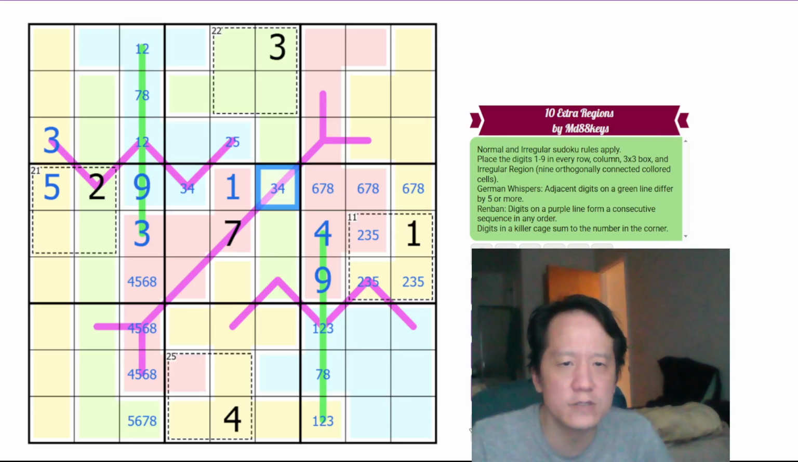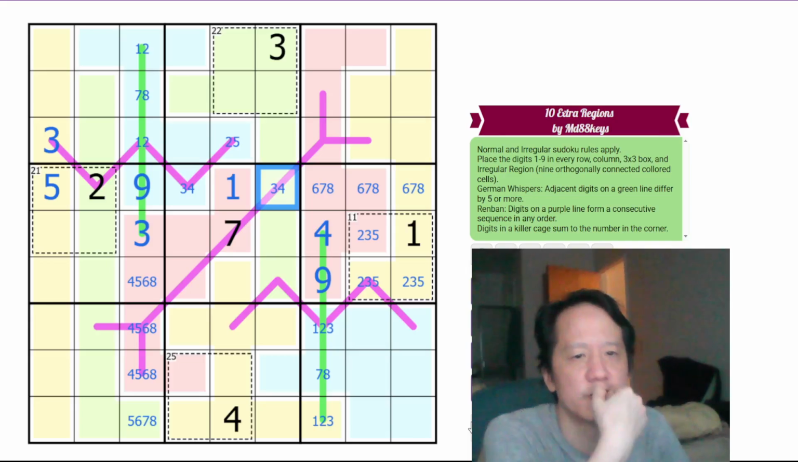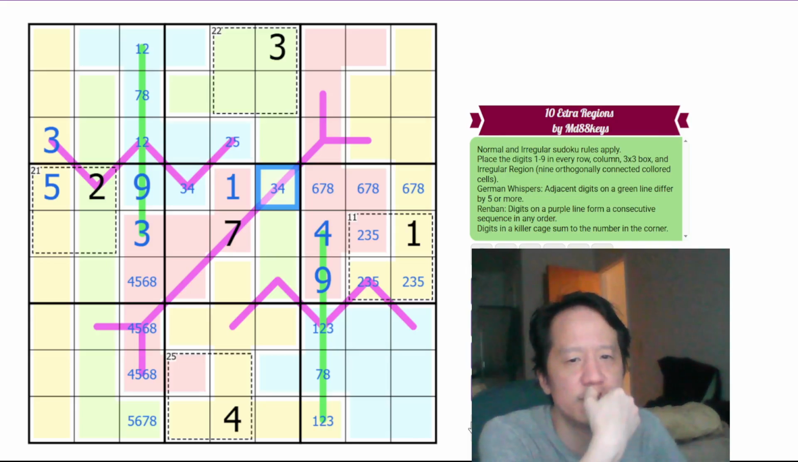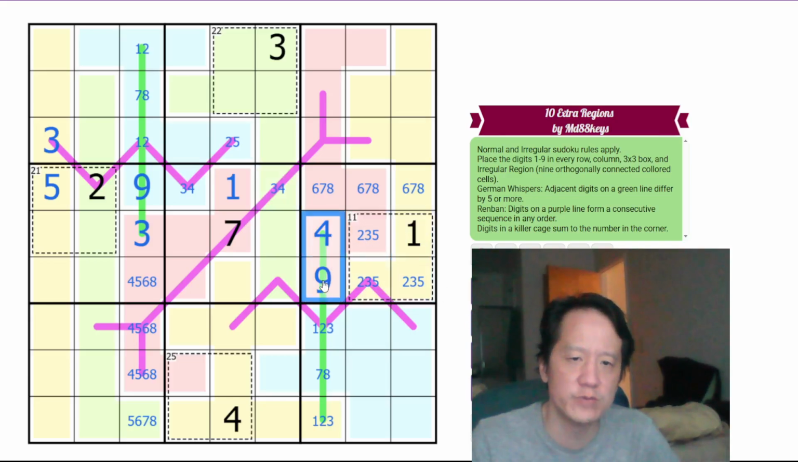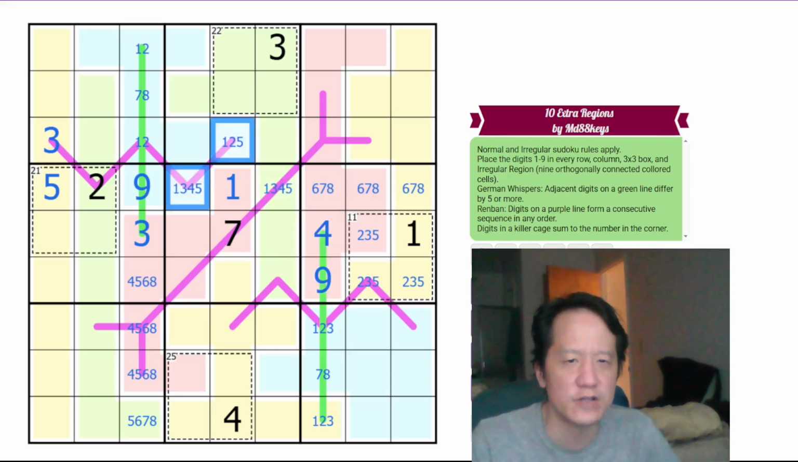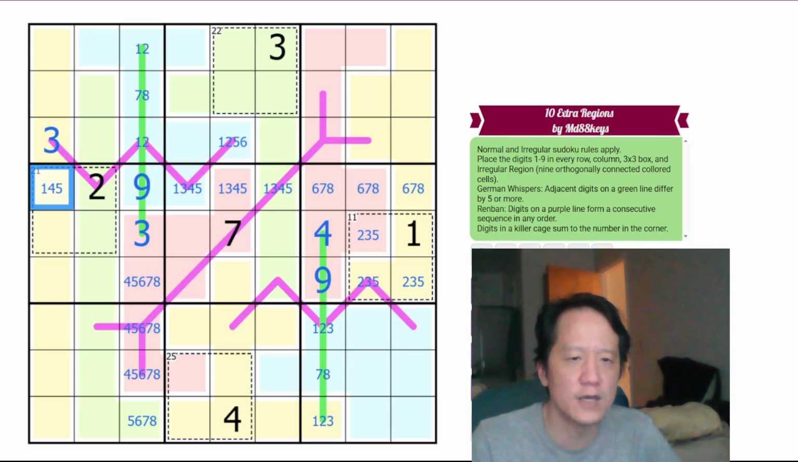Wait, no, I didn't. Hold up. Yeah, this has to be 1, 2, 3, and 5. There has to be a low here. This is all valid. This can't be 3.